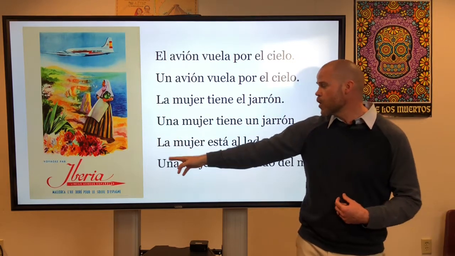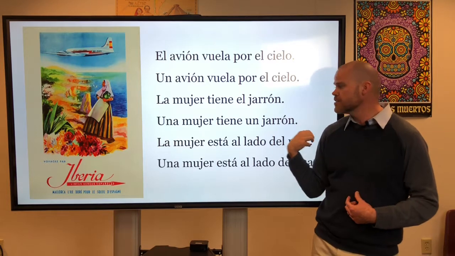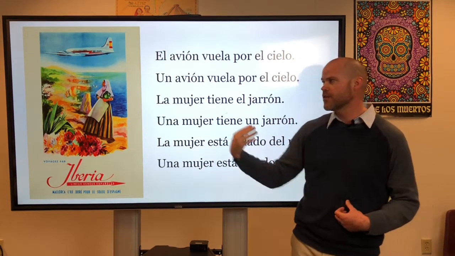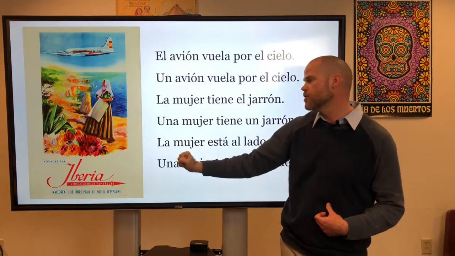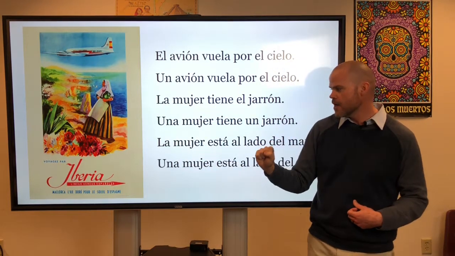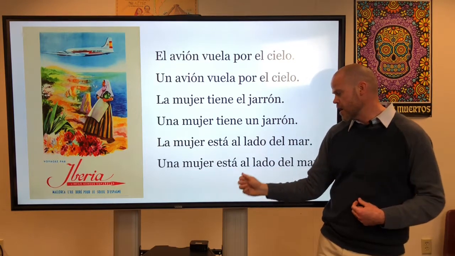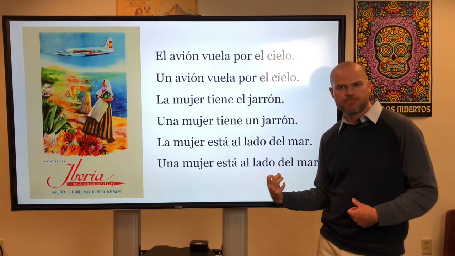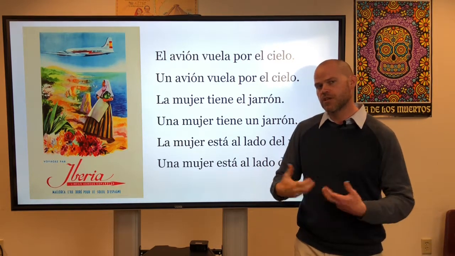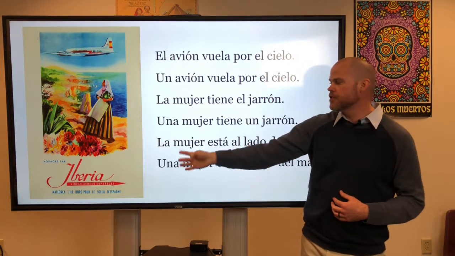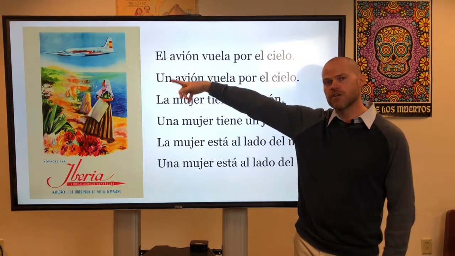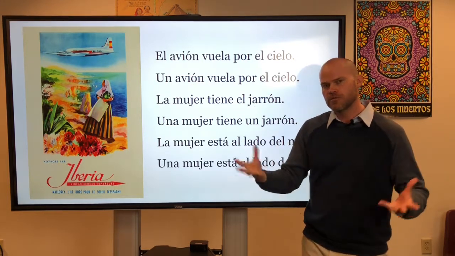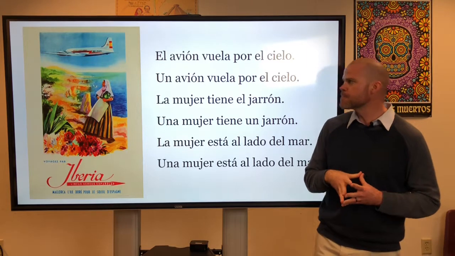And finally, la mujer está al lado del mar. That translates to the woman is next to the sea. Okay? Again, I'm talking about this specific woman, so I'm using the definite article. I'm saying la mujer. If I write una mujer está al lado del mar, I'm saying a woman is next to the sea. I'm not talking about any specific woman, I'm just saying a woman. So hopefully with these you can see the difference between the definite article and the indefinite article, and when you're reading Spanish, when you're speaking Spanish, you can hopefully use those properly.